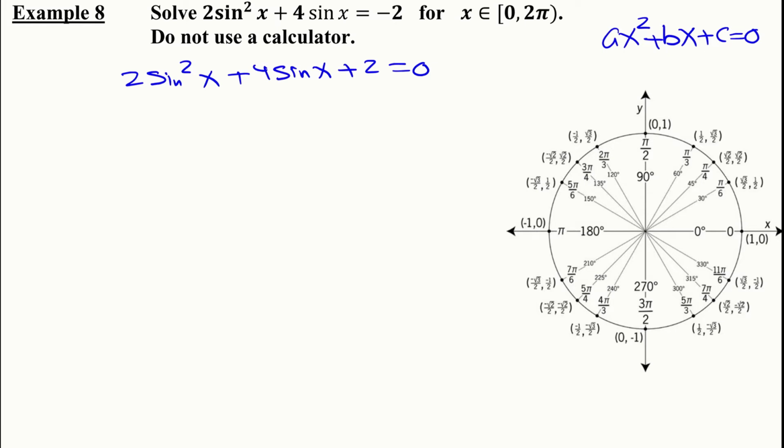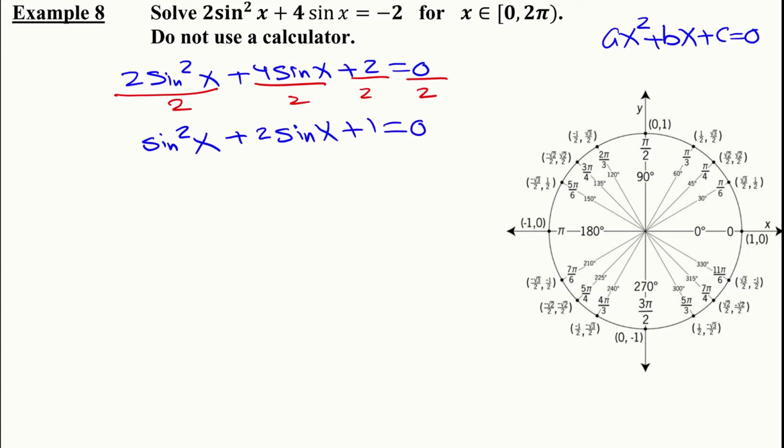Now we notice here that we have a common factor of 2 in all terms, and we never lose an opportunity to make life simpler. It's difficult enough as it is, right? So we'll go ahead and divide both sides by 2, and then it splits up on this side. So basically each of those gets divided by 2. So when we simplify that, we end up with sine squared x plus 2 sine x plus 1 equals 0.